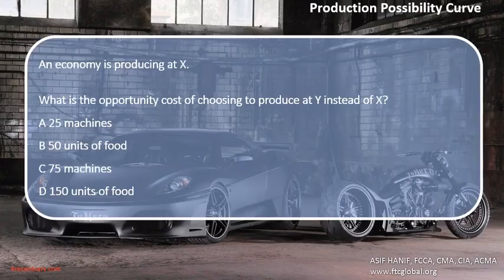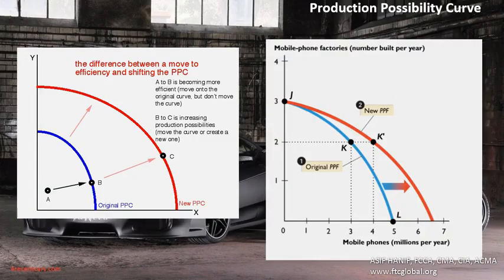It could result in this form as well. If the number of factories goes up and they can produce more units of mobile phones, it will show a movement or shift in this way.